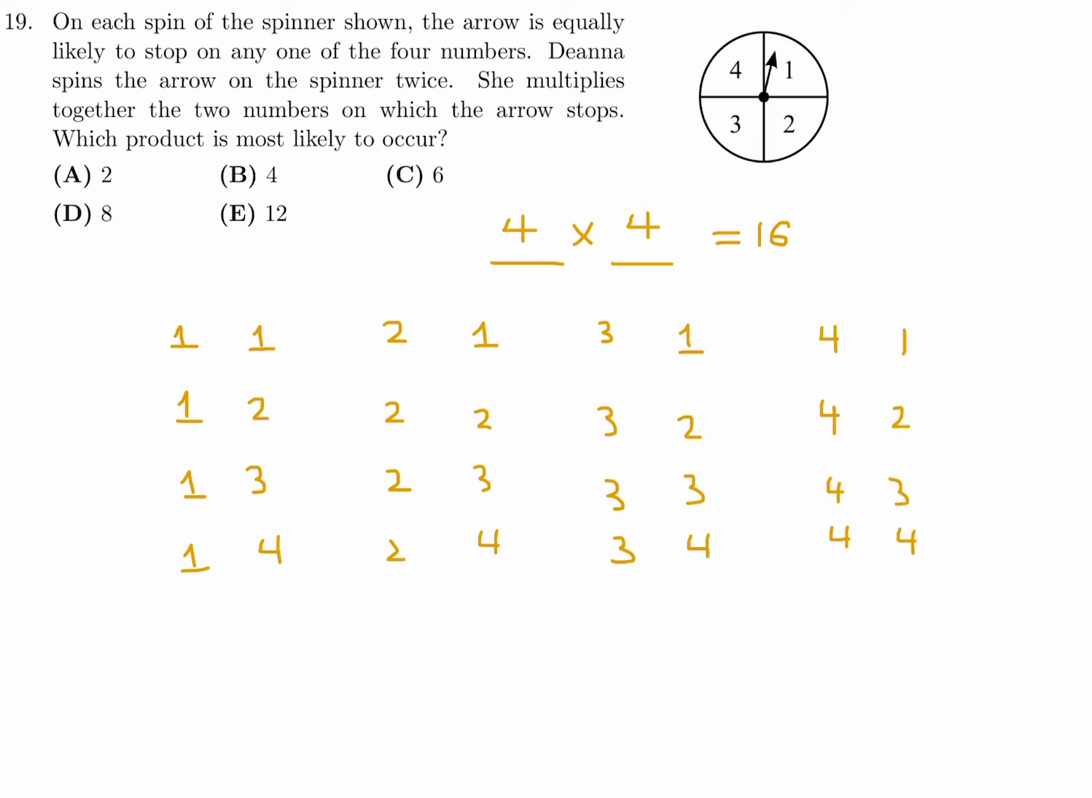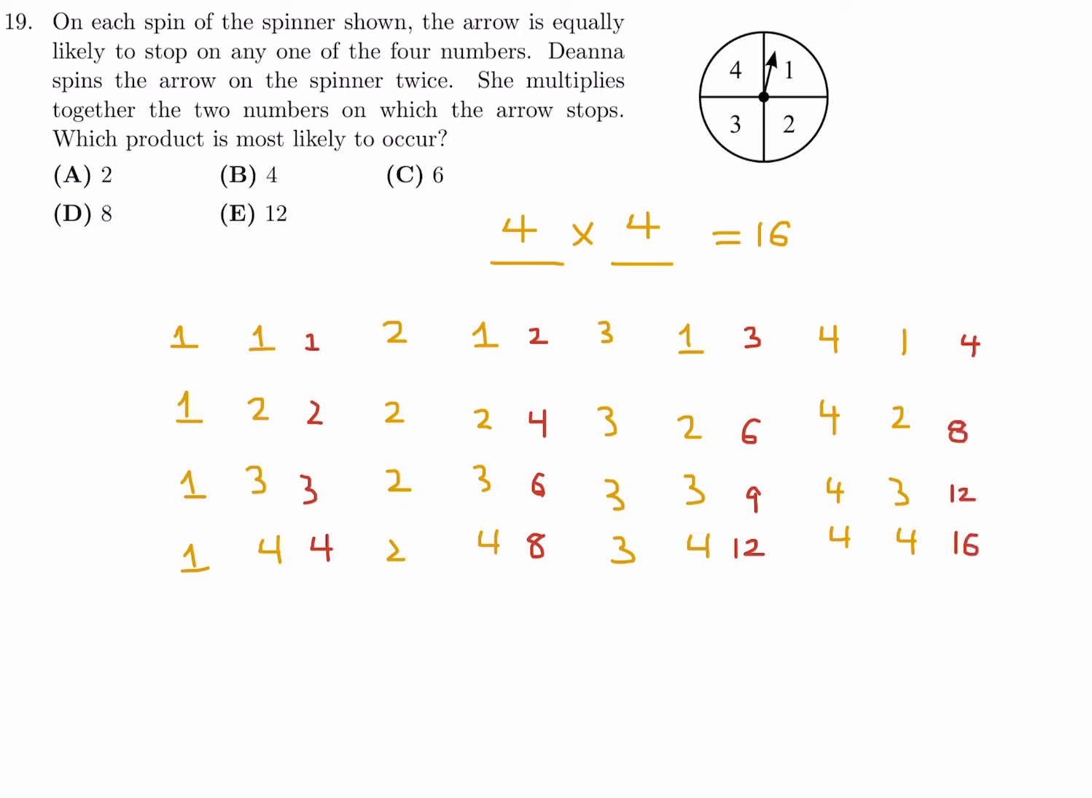Now what I'm going to do is for each, write the product, because we're multiplying those two numbers, and then looking at what we get. So this is 1, 2, 3, 4. 2, 4, 6, 8, 3, 6, 9, 12, 4, 8, 12, and 16.